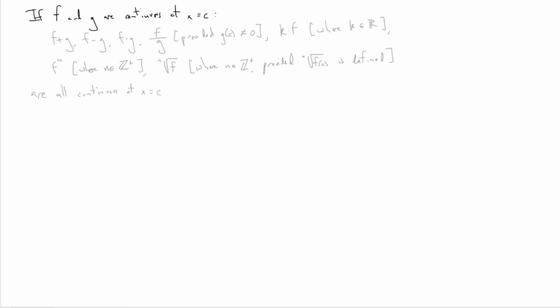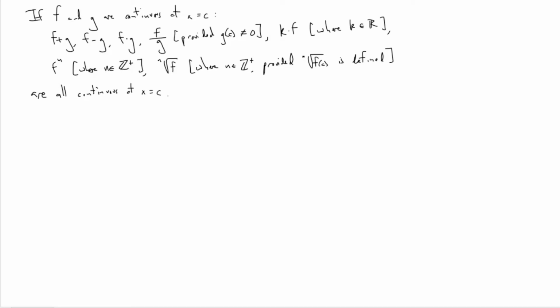Before we go on to try some examples, let's take a look at the ways that continuous functions can be combined. In particular, if you have two functions f and g that are both continuous at some point c, then all of these functions, the sum f plus g, the difference f minus g, the product f times g, the quotient f divided by g as long as the denominator is not 0. These are all continuous at x equals c.